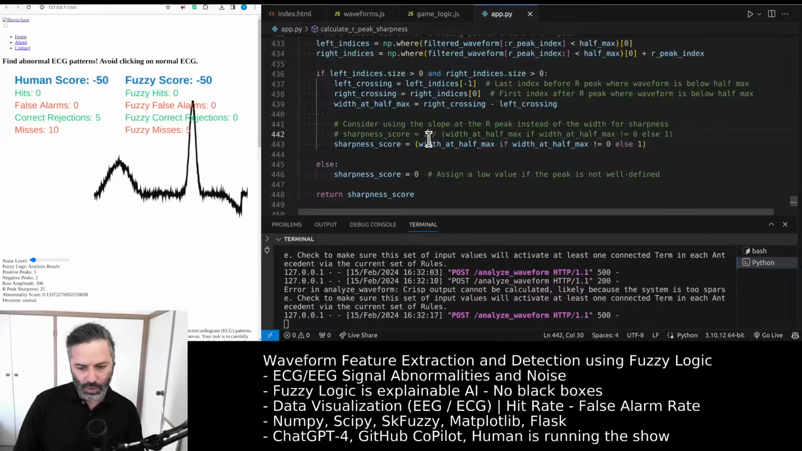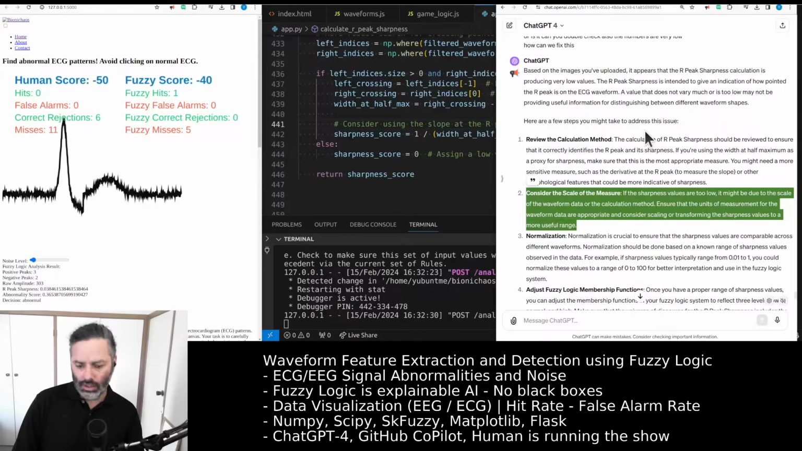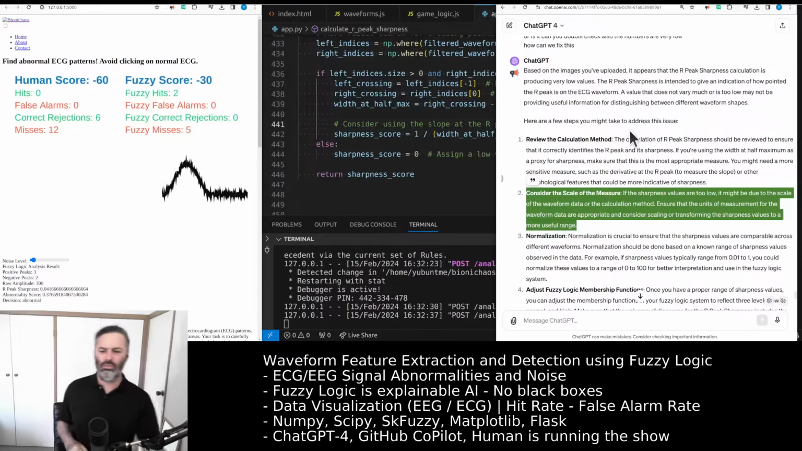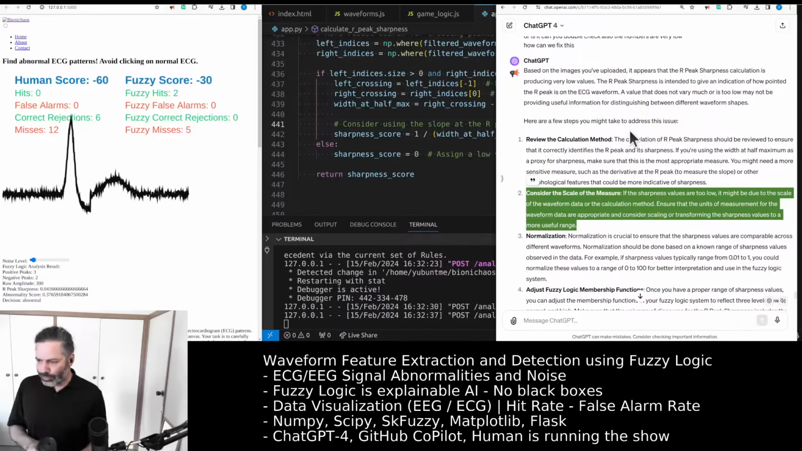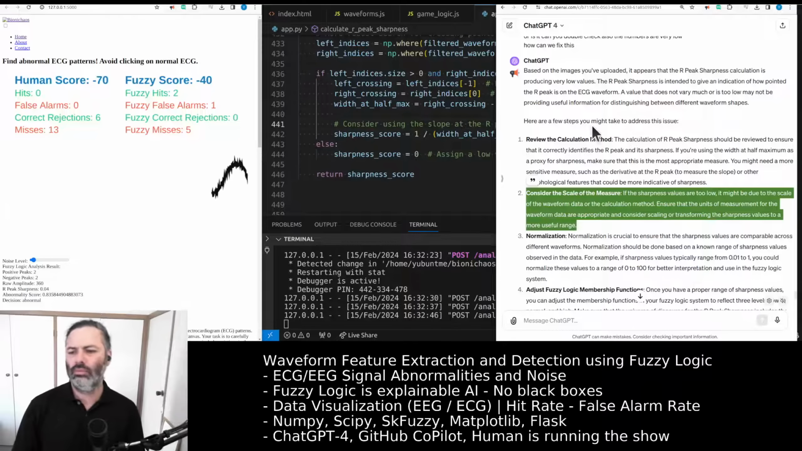Let's bring back that thing. Consider the scale of the measure. If the sharpness values are too low, it might be due to the scale of the waveform data or the calculation method. Ensure that the units of measurement for the waveform data are appropriate and consider scaling or transforming the sharpness values to a more useful range.